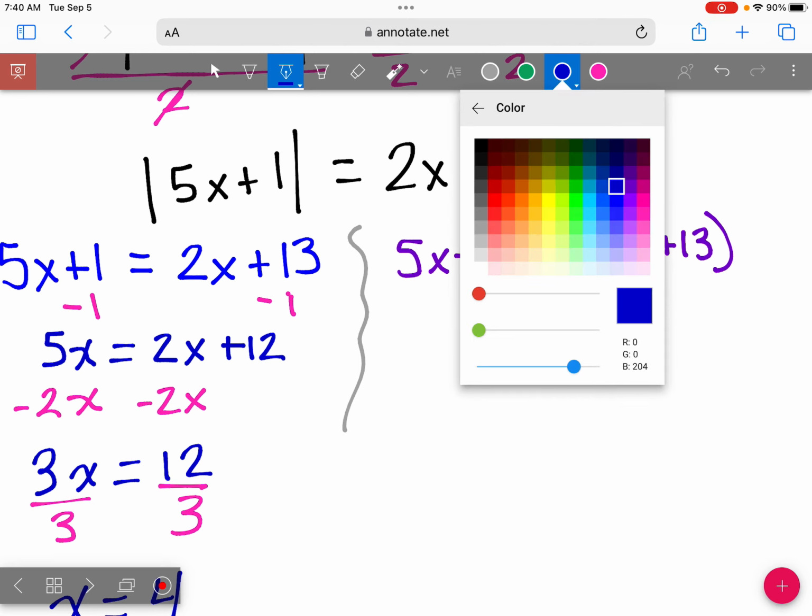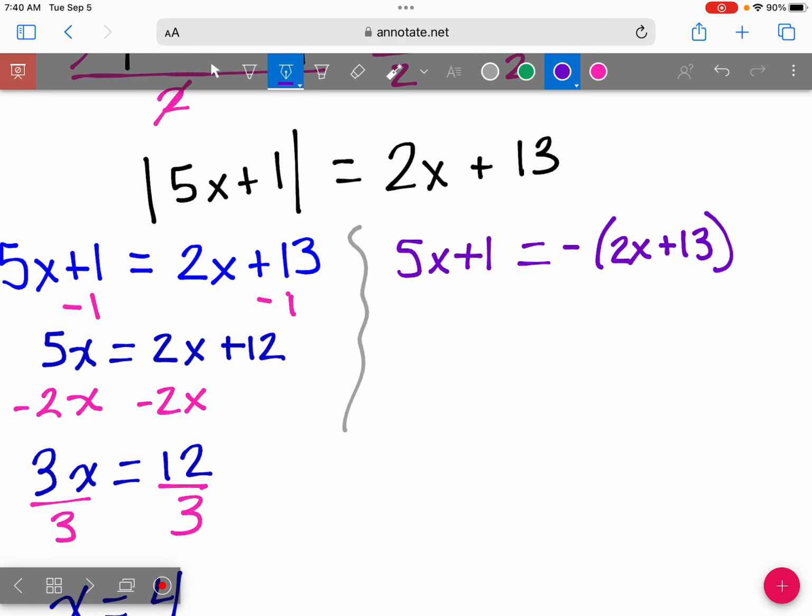Our first step on our other option is going to be, a lot of you guys have talked about this already, to distribute this minus sign through. So we have 5x plus 1 equals negative 2x minus 13. It's important that both pieces are negative, or that both pieces are opposite of what they were.